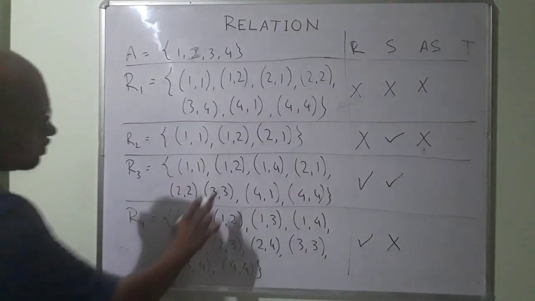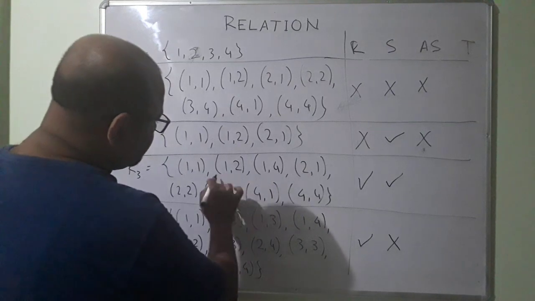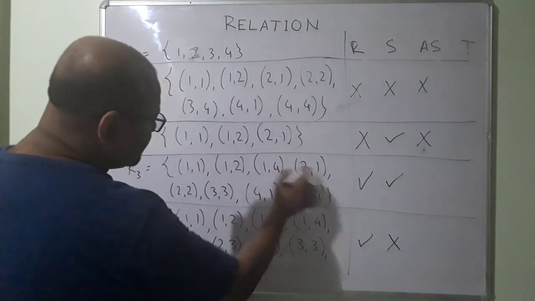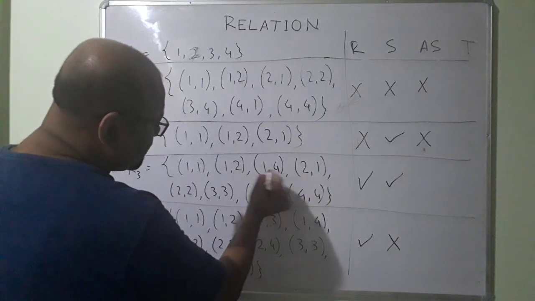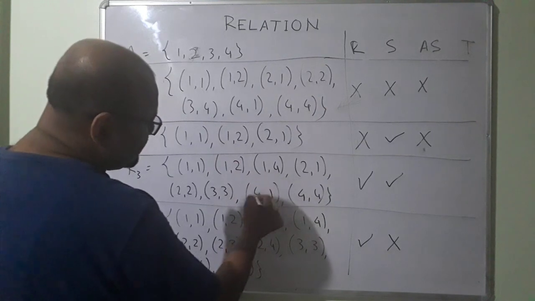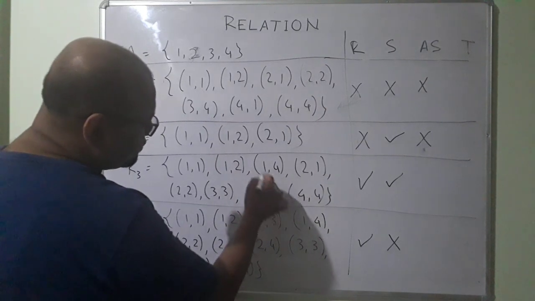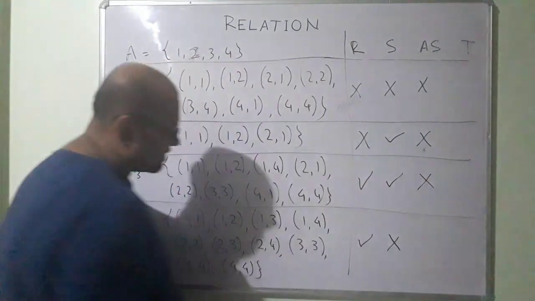Okay. Let us look at R3. 1 2 is there, 2 1 is there. So AB is there and BA is there, but then A is not equal to B, 1 is not equal to 2. Or say 1 4 is there, 4 1 is there. AB is there, BA is there, but A is not equal to B, 1 is not equal to 4. So this is also not antisymmetric.